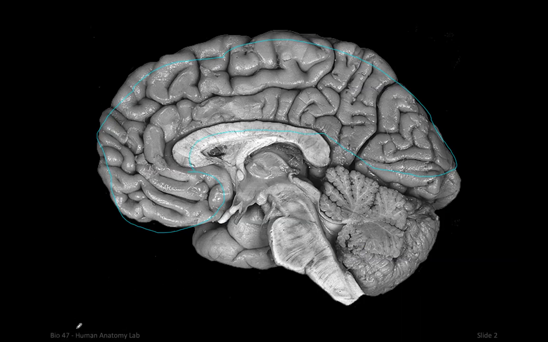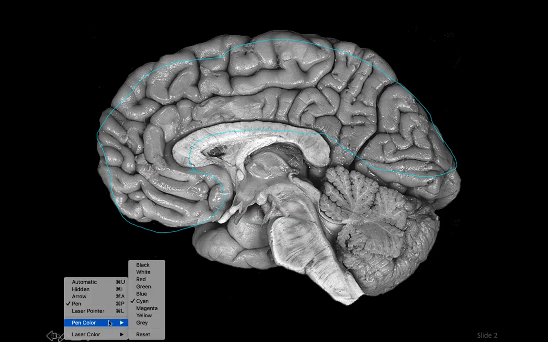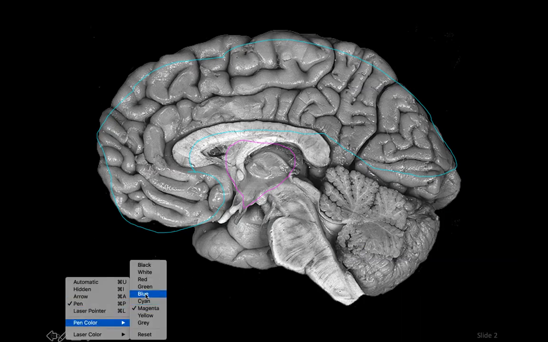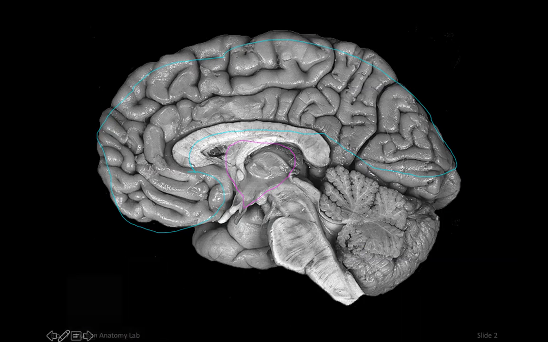And then you know about the diencephalon, this region here, with the hypothalamus and the thalamus. What you'll also be able to see is you can get a better view of the midbrain, that mesencephalon.